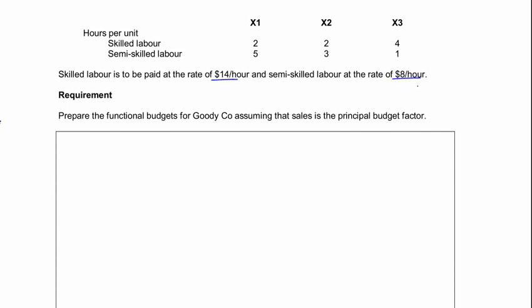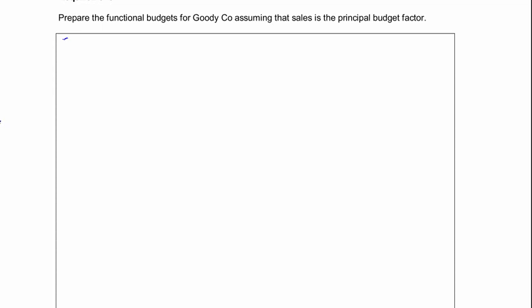Now this is clearly more than would be needed in one question, but quite often they get you to work through 2 or 3 of these short budgets to get an answer in an exam question, so you do need to understand the sort of flow through here. The requirement here simply says prepare the functional budgets for Good Eco, assuming that sales is the principal budget factor. So we have to do the sales budget first.